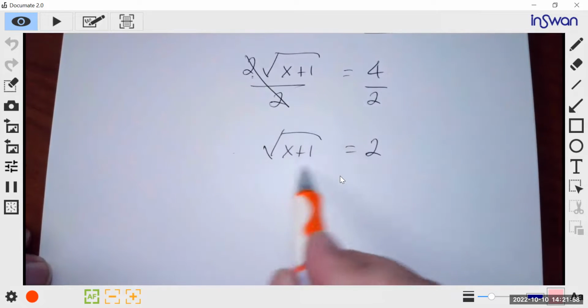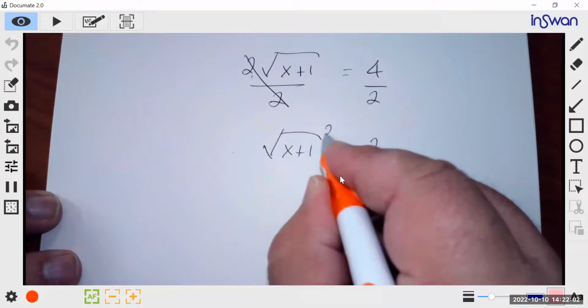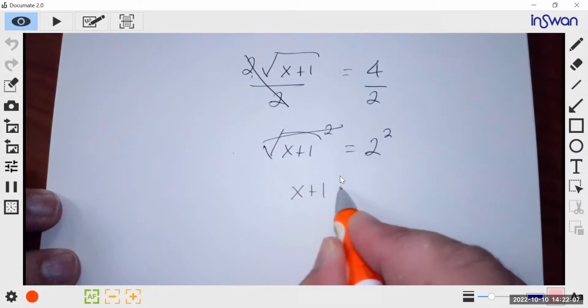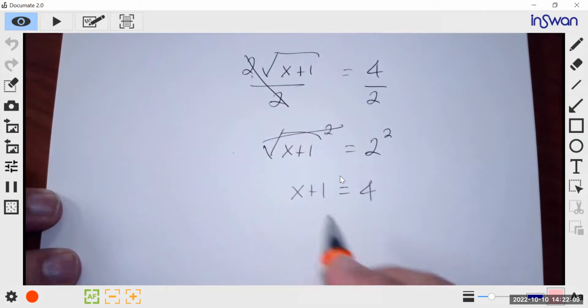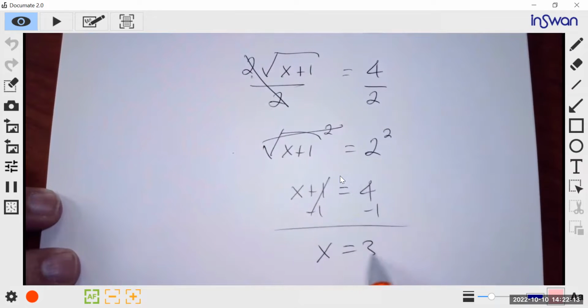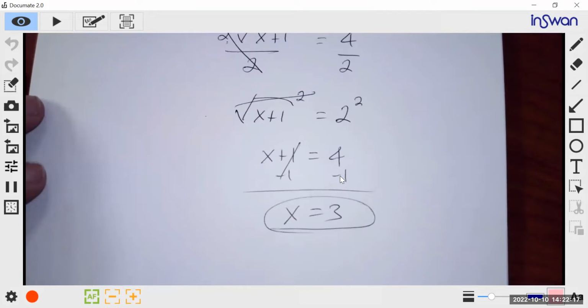Now there's nothing around the radical. Now we can get rid of it. Only now. Square both sides. 2 squared is 4. Subtract 1. And it works. Plug it in there, it works.